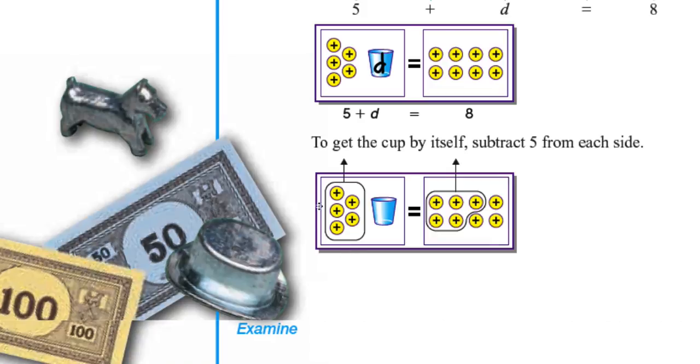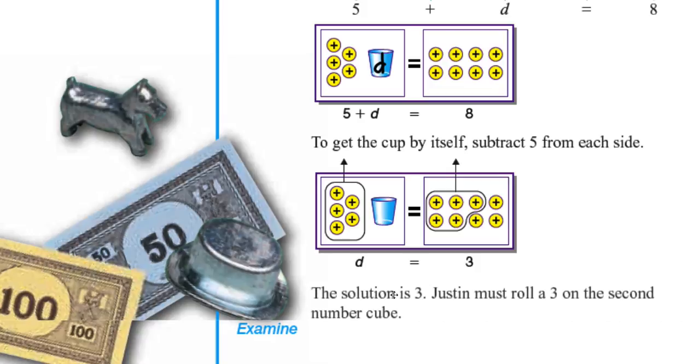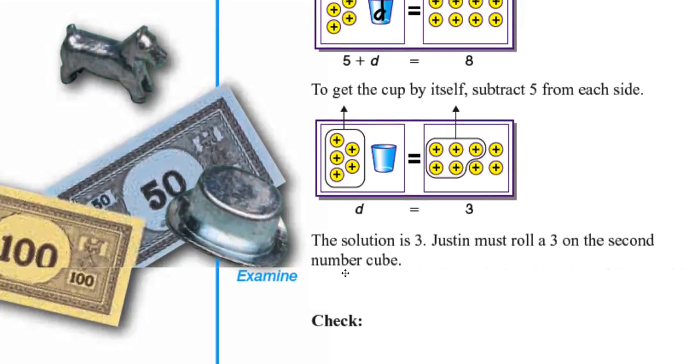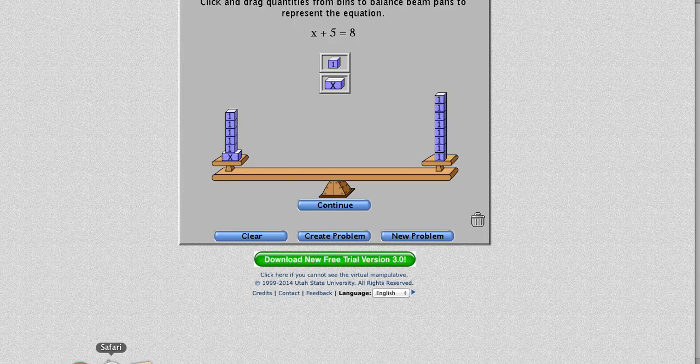Exactly. So in this case, we took out 5 counters. We need to take out 5 counters on the other side as well. So if you notice, when you do that, you're left with your cup by itself, and you're only left with 3 positive counters. Okay? So the solution is 3. Justin must roll a 3 on the second number cube.